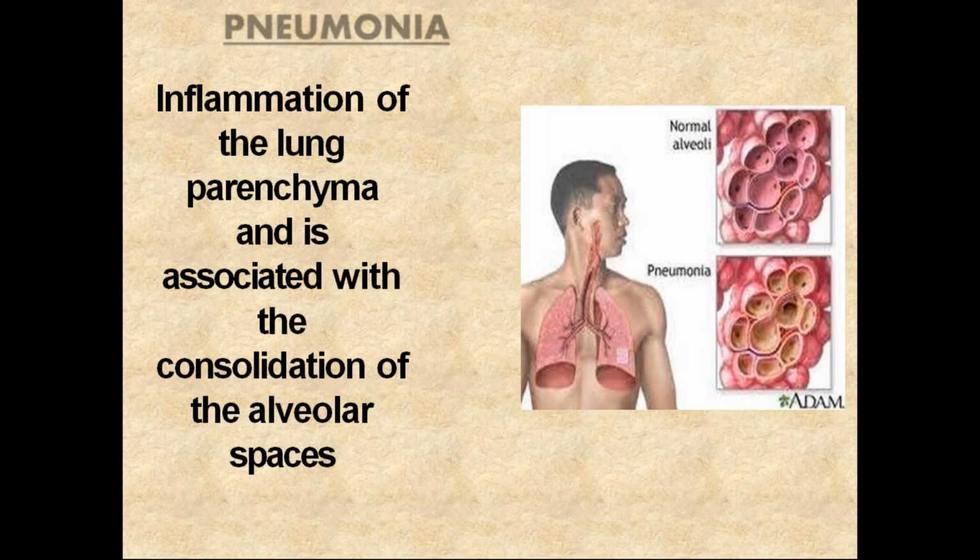Next one, pneumonia. Yes, you all are familiar with this, right? A bacterium that mainly causes pneumonia is Streptococcus pneumoniae. Okay, now what is pneumonia? It is the inflammation of the lung parenchyma and is associated with the consolidation of alveolar spaces. So, it's the inflammation of the lining of the lungs, and the alveolar spaces are affected.